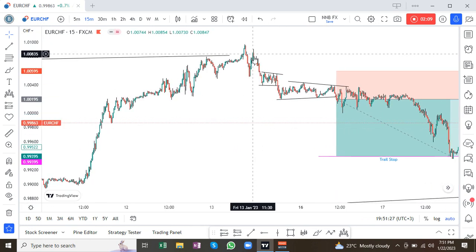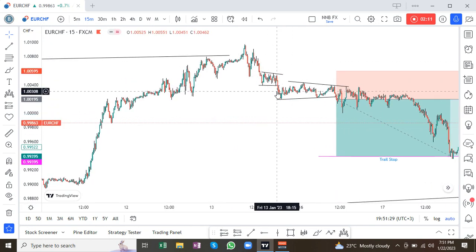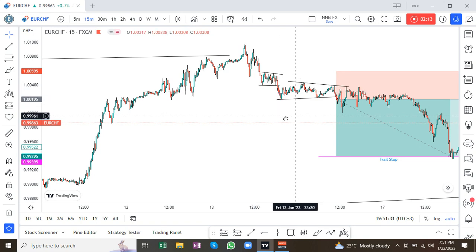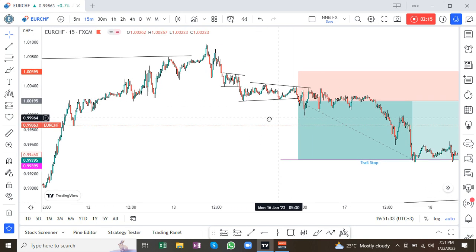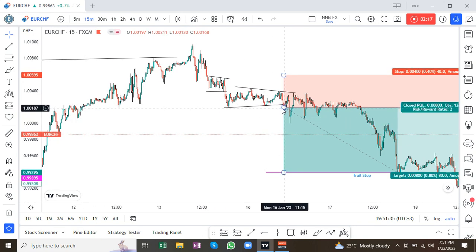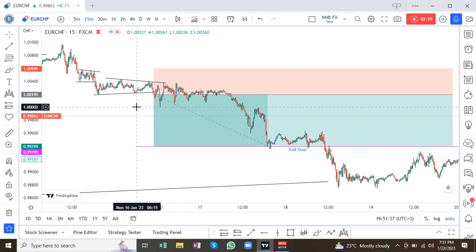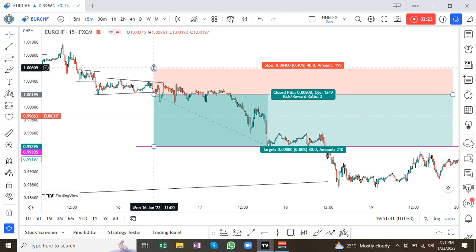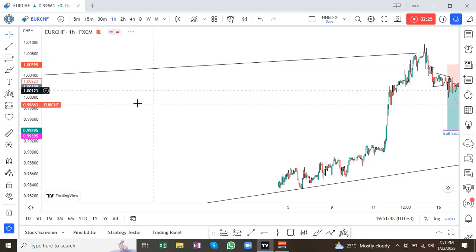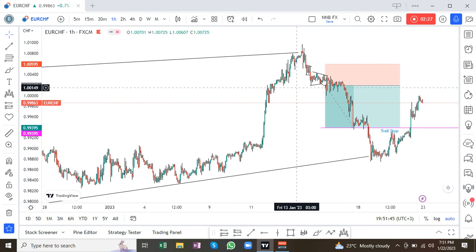you can see that the market impulsed down and created a correction. This was on Friday. Then it created another correction, and I entered on the break of that correction. I entered with a 40 pip stop loss. My stop loss, I just put it above this other structure because it was on a Monday.